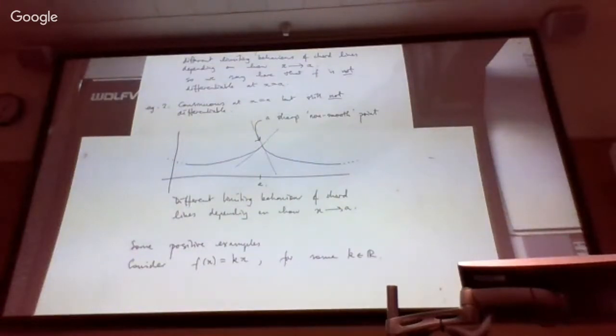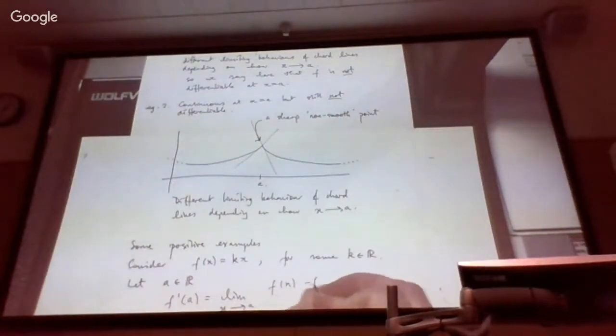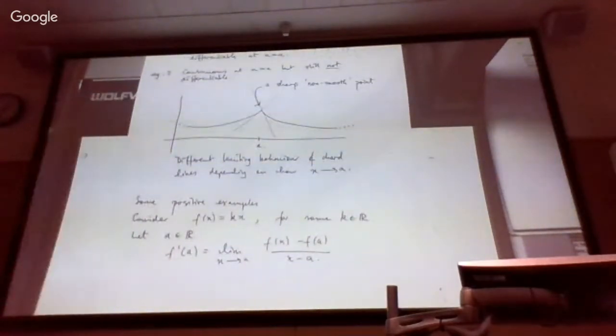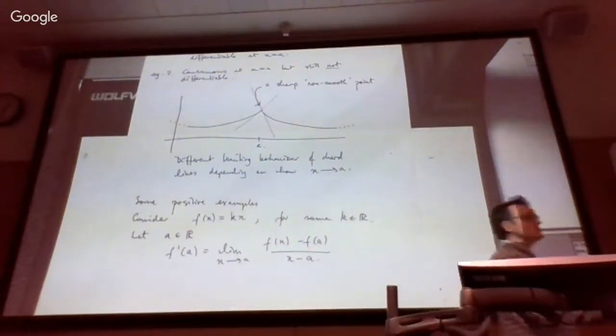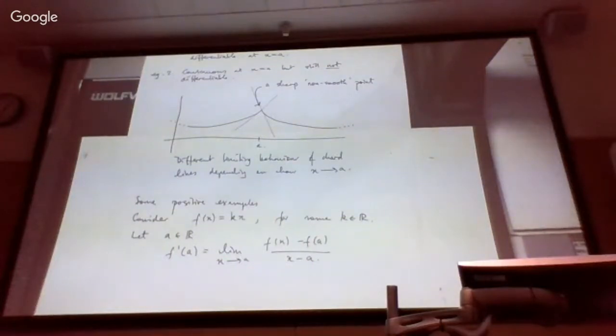It's just got the one fixed increasing behavior, or decreasing depending on whether k is positive or negative. But we can apply the definition. So we can let A be any point of the domain. The definition of the derivative is this limit if it exists. Now, at the outset, this limit may or may not exist because we're familiar with the idea of limiting processes that do have limits and limiting processes for which there's no limit, no limiting behavior.